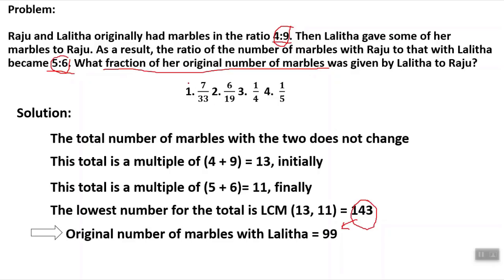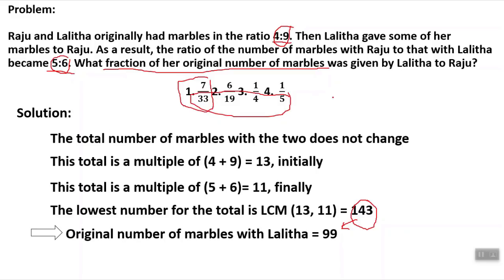What fraction of her original number of marbles? So this 99 will be in the denominator of all these options. The only option which has a factor of 99 in the denominator is option 1. So that is the correct option.